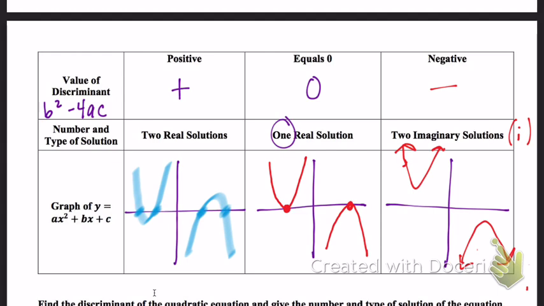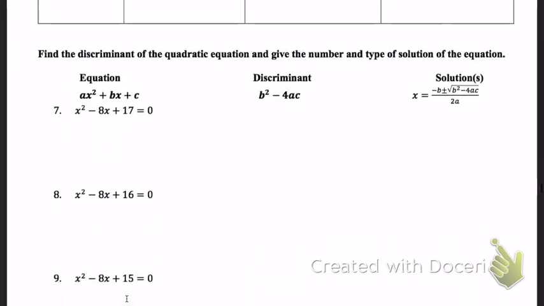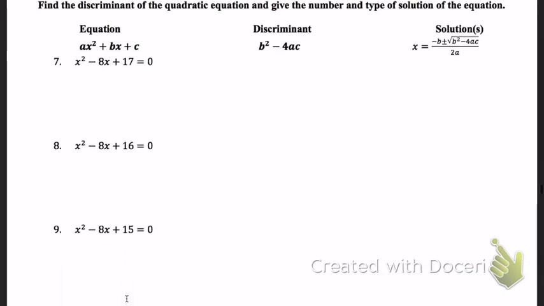So what I want us to do for the next ones, we're going to determine the discriminant first, which is what we've been doing. We're going to say what solutions they have, 2 imaginary, 2 real, or 1 real, and then we're actually going to solve. So let's look at number 7. I'm going to encourage you to do the discriminant to the left because you need a little bit more room. So the discriminant b squared minus 4ac is negative 8 squared minus 4 times 1 times 17. So someone tell me what you get.